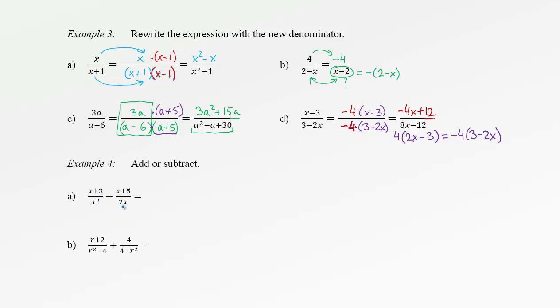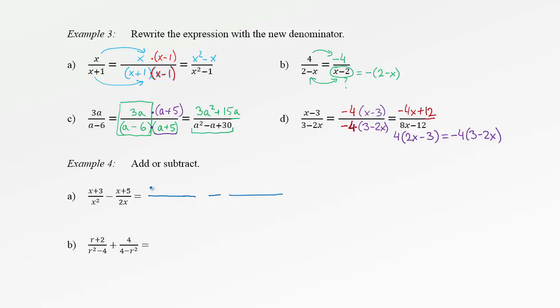Okay, now we are ready to perform addition or subtraction on any rational expressions. For example, here we have two different denominators. So let's try to rewrite those two fractions in equivalent form with the same denominator. So that will be the first fraction, then minus, and the second fraction.